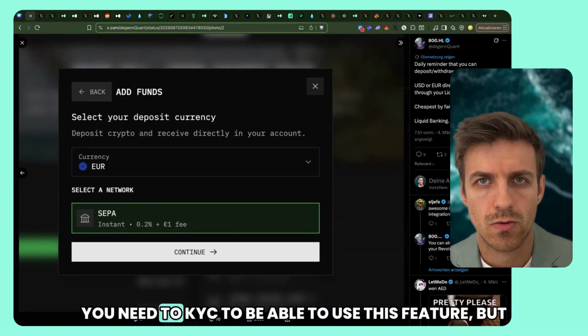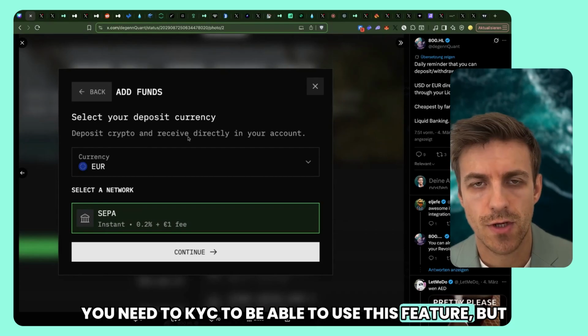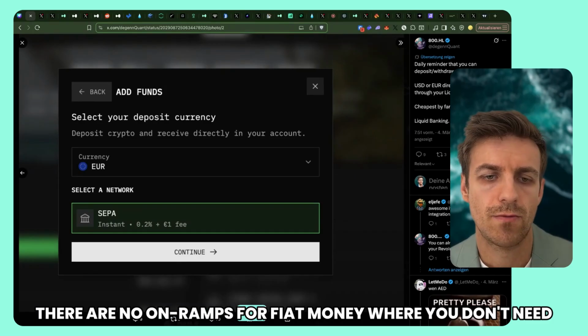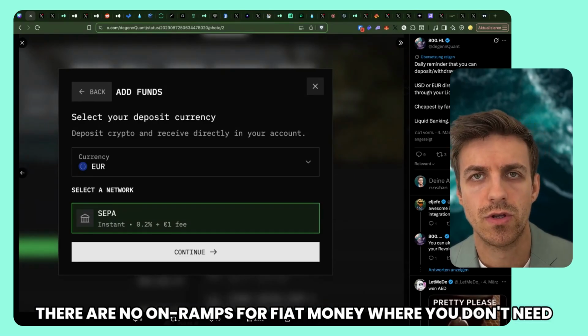You need to KYC to be able to use this feature, but that's the case for all on-ramps. There are no on-ramps for fiat money where you don't need to KYC.